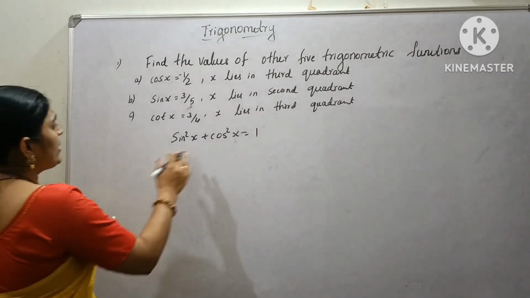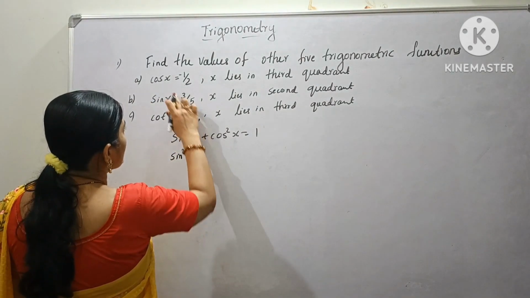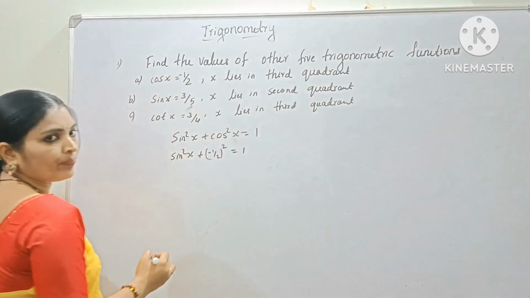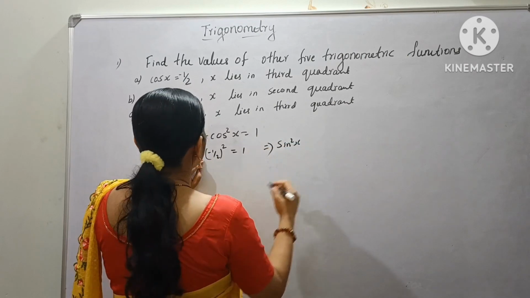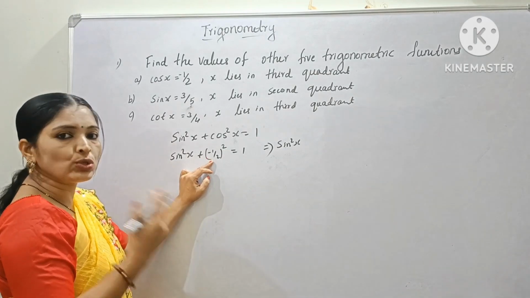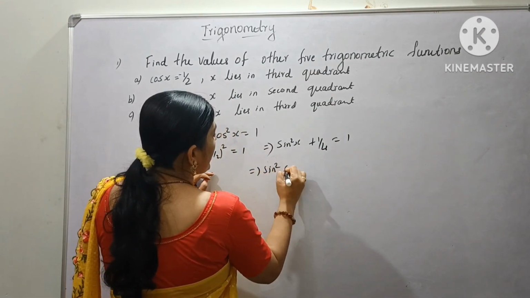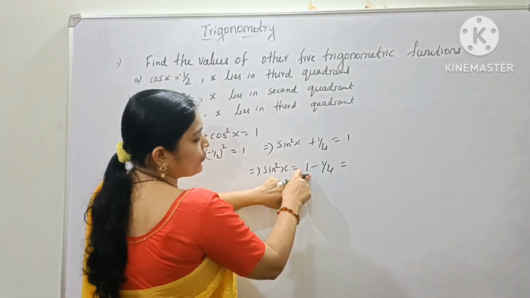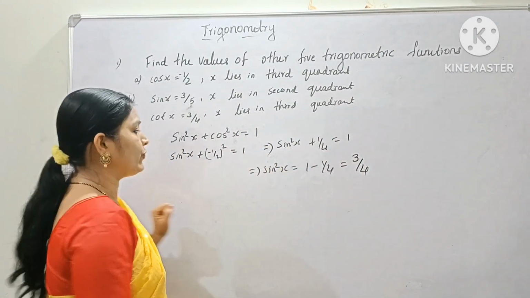Now let us find what is given. Cos x value is given, so sin square x plus cos x, which is nothing but minus 1 by 2, whole square, is equal to 1. Here minus 1 by 2 square, minus square will be plus, so 1 by 2 square is 1 by 4. So sin square x plus 1 by 4 is equal to 1. That implies sin square x is equal to 1 minus 1 by 4, that is 4 minus 1, 3, divided by 4. Sin square x is 3 by 4.